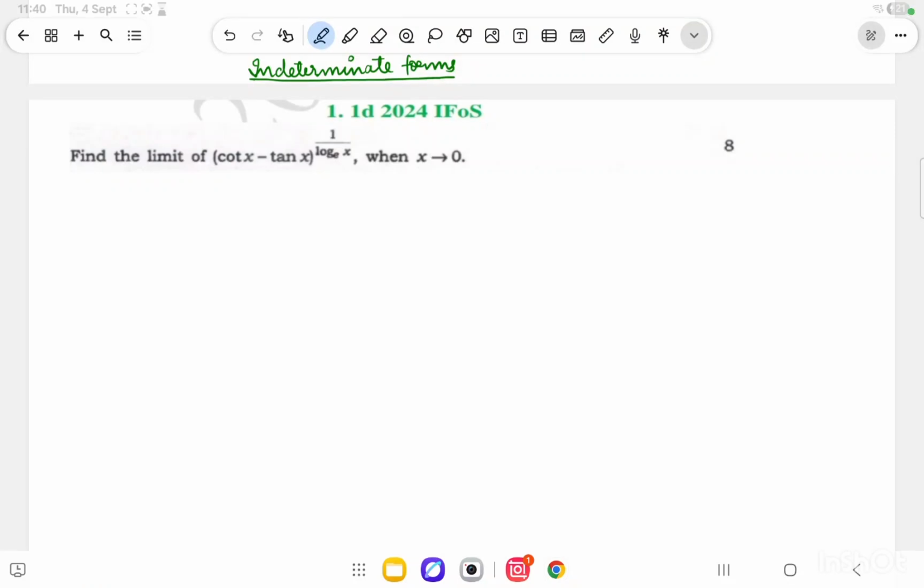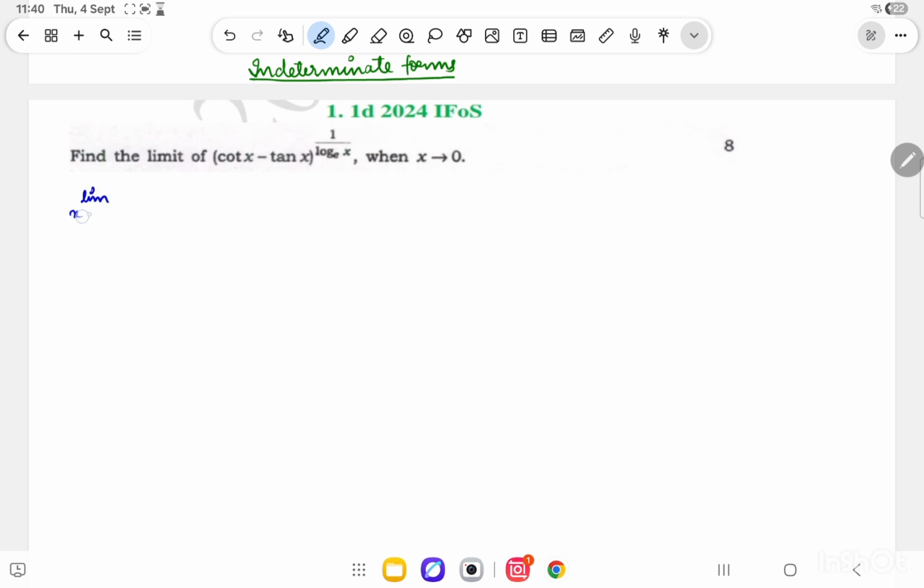So today let's discuss questions related to indeterminate forms. There were around 9 to 10 questions asked on this topic. So let's see them one by one. Question 1 says find the limit of this when x approaches 0.